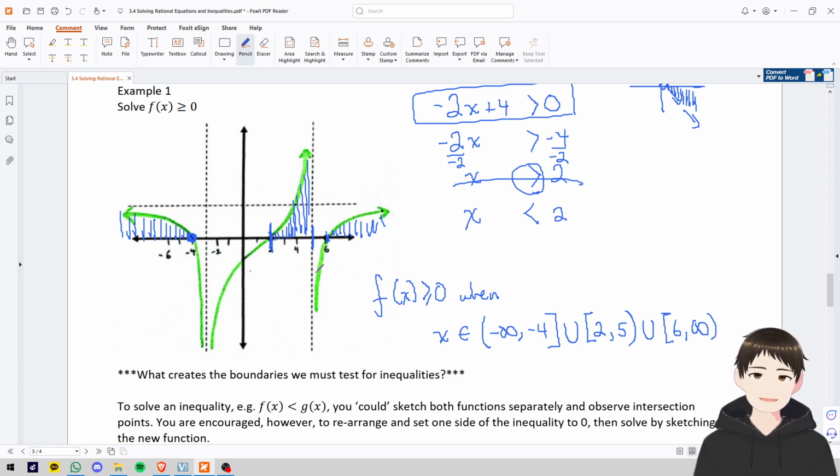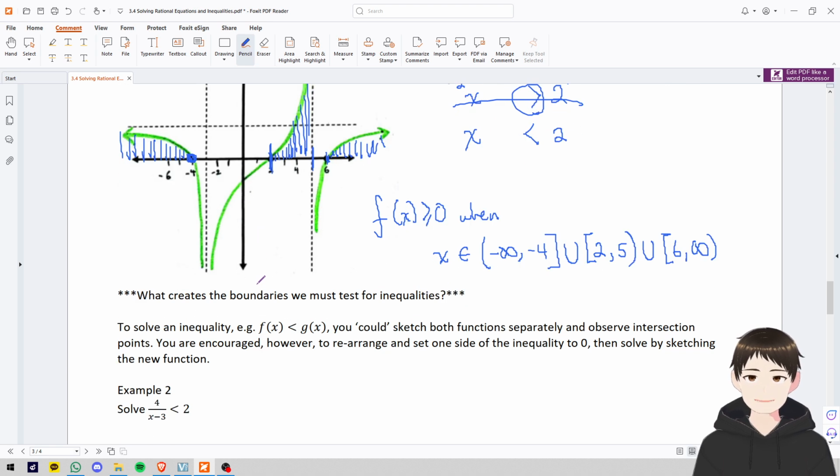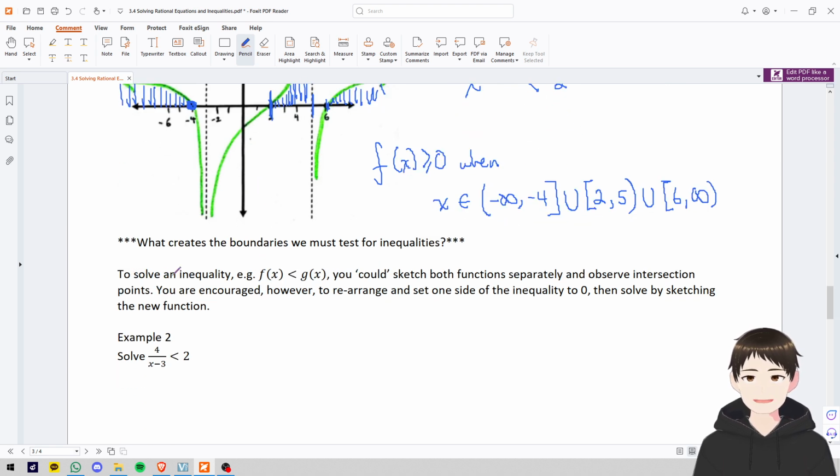Great. But as you obviously know, drawing a graph is a luxury of time that you may not be able to afford on a quiz or a test. So instead, we solve it algebraically. To solve an inequality, for example, if one function is less than another function, you could sketch both functions separately and observe the intersection points. You are highly encouraged, however, to rearrange and set one side of the inequality to 0, then solve.